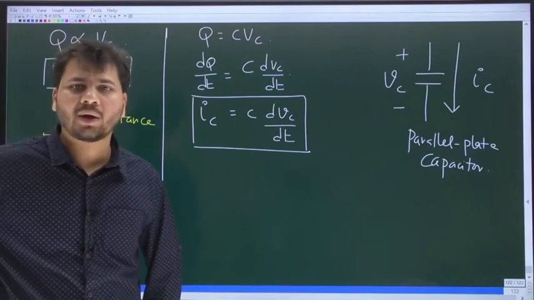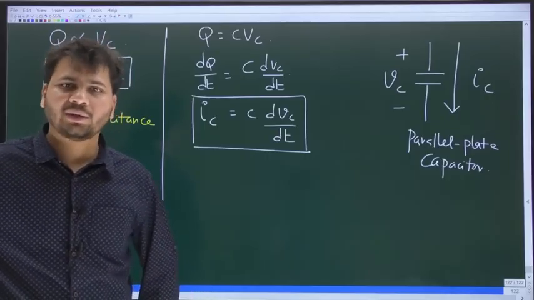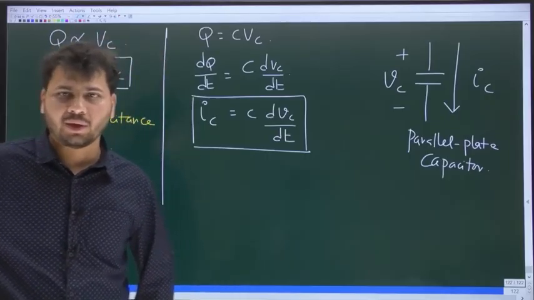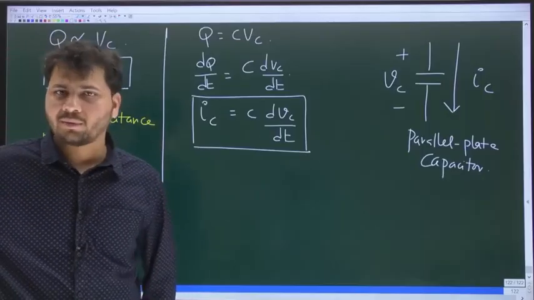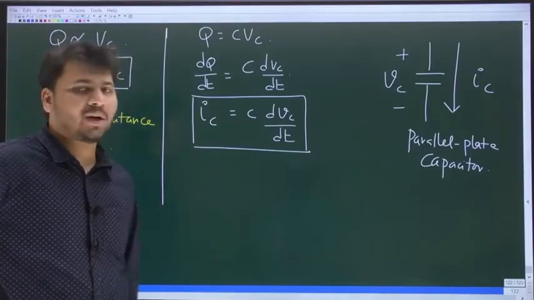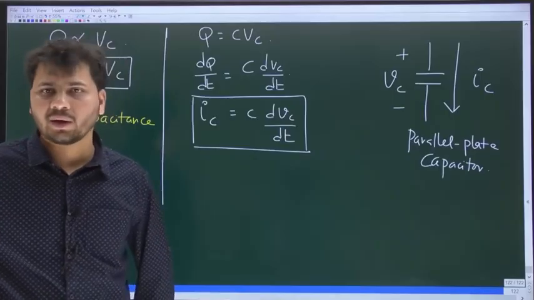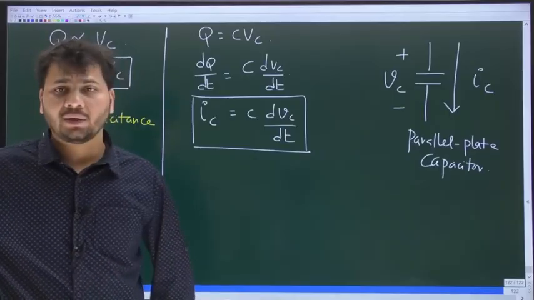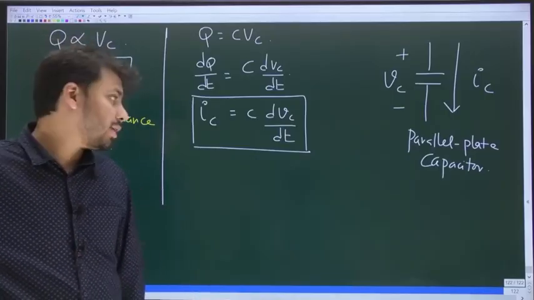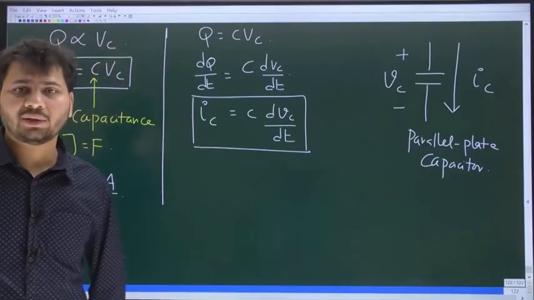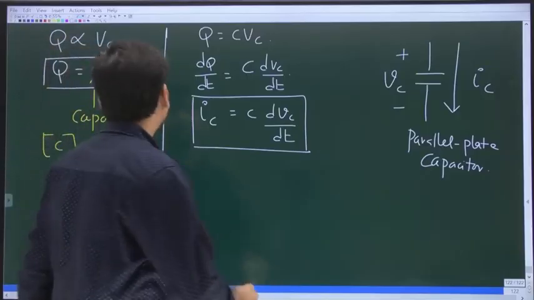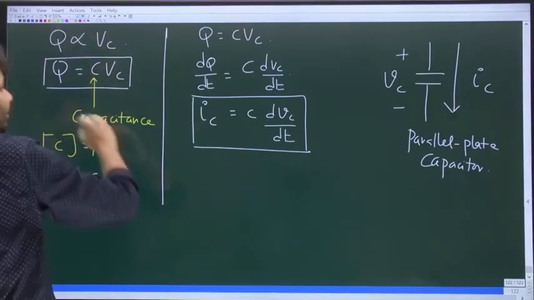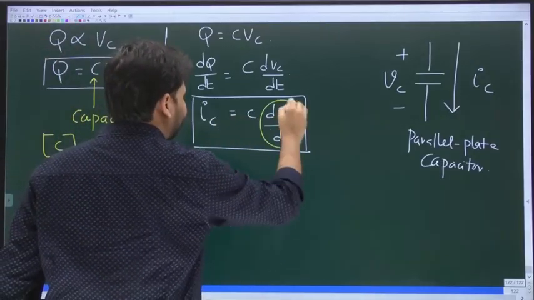For a resistor, what is it? V equal to IR, or I is equal to 1 by R into V. Just like for a resistor we have V equal to IR, for a capacitor the relation between current and voltage is that Ic, the current through the cap, is equal to C times dVc by dt. What is the meaning of dVc by dt?